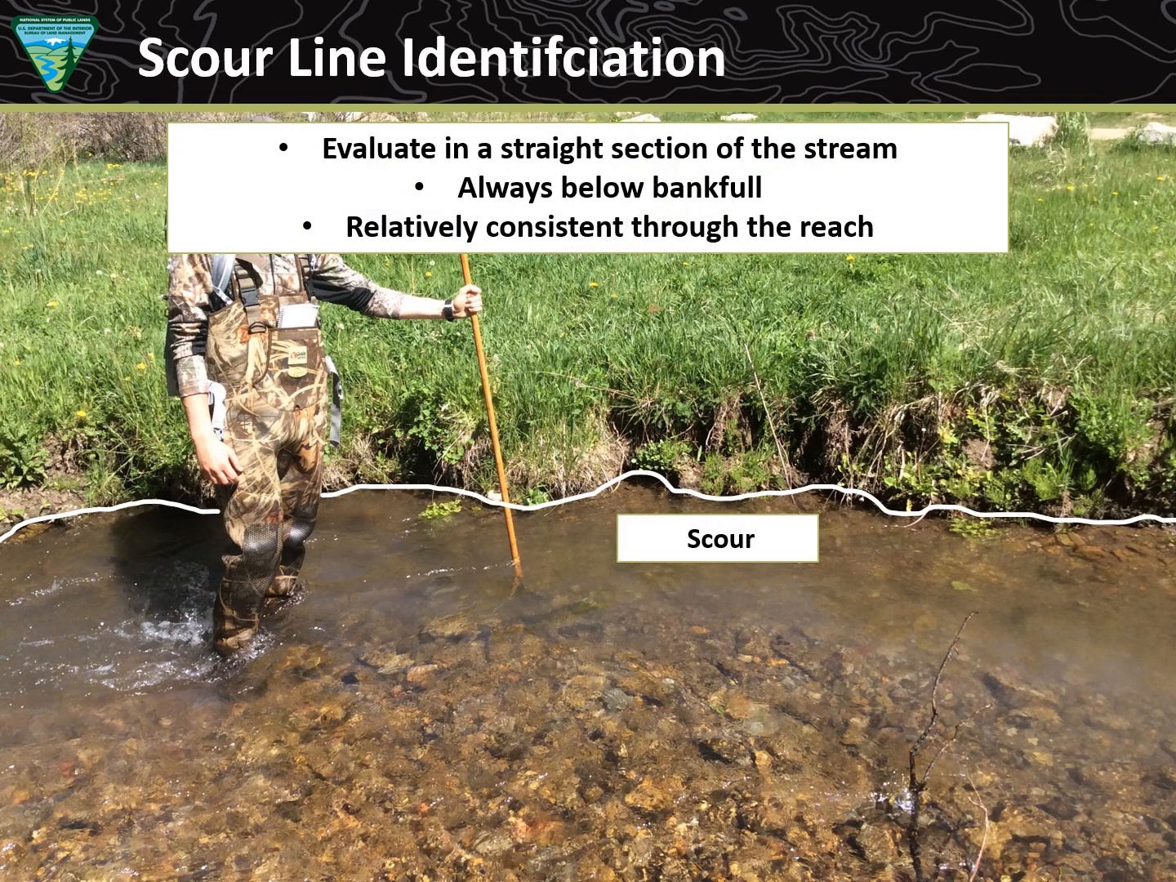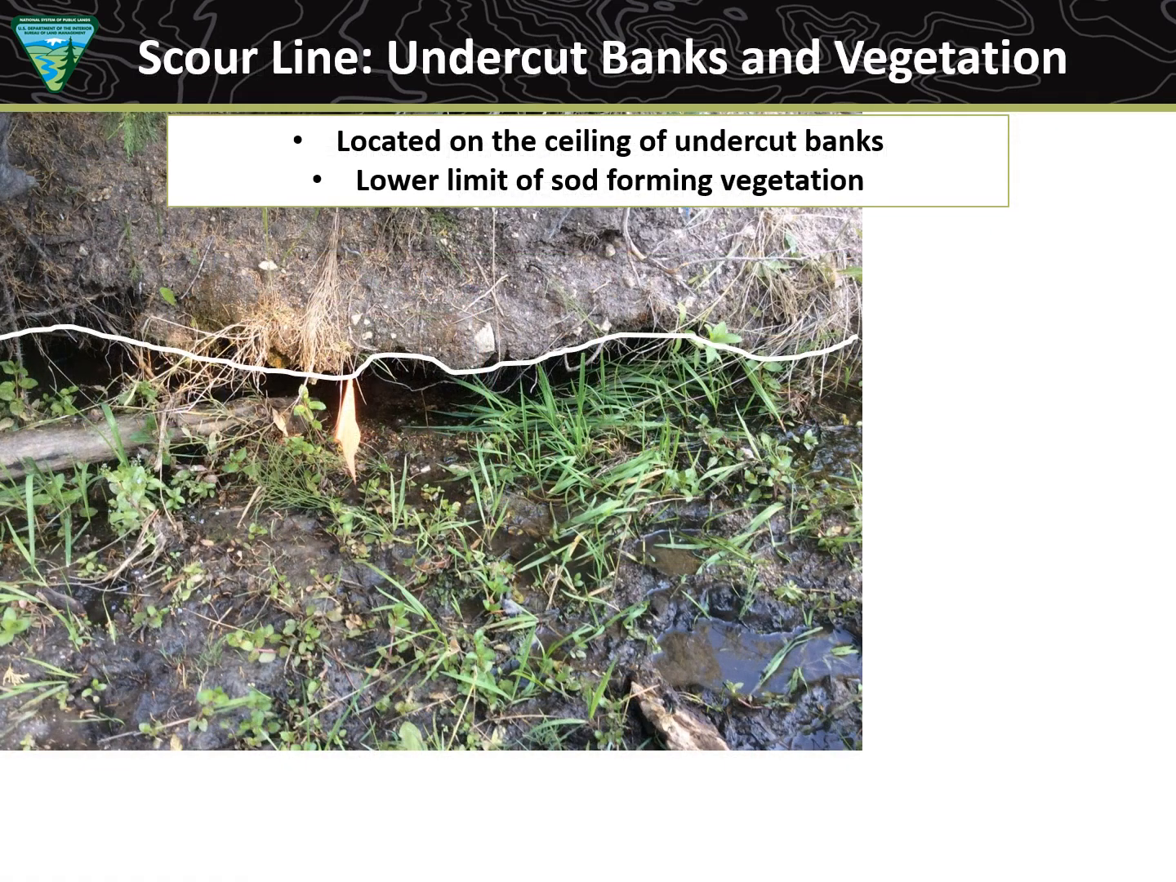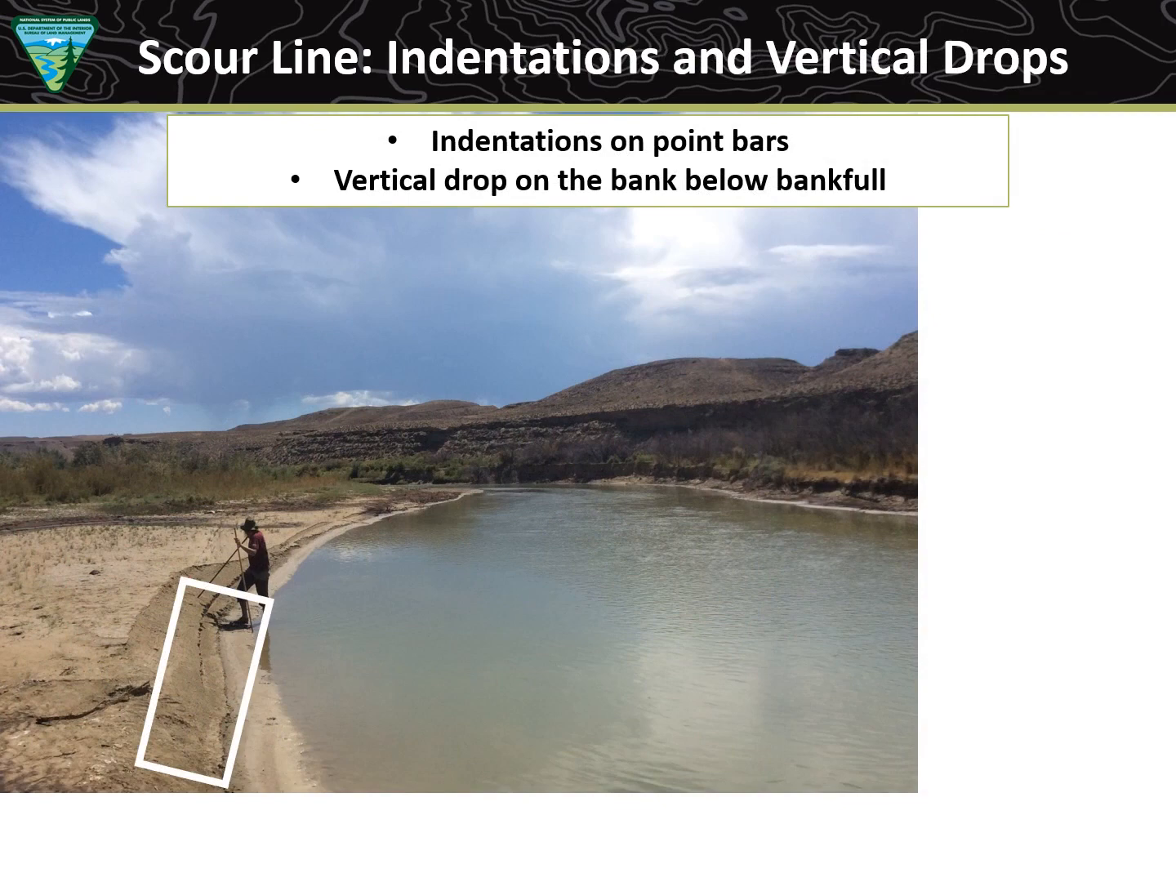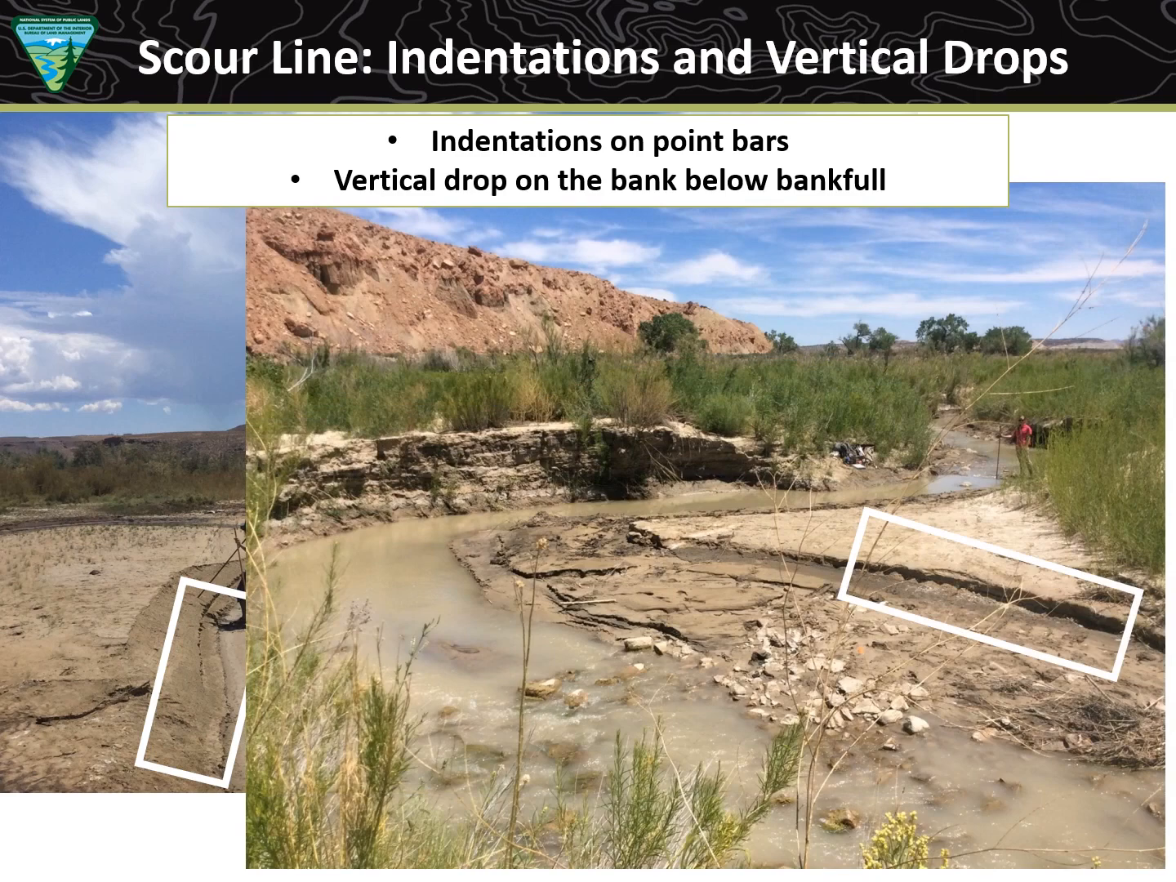When identifying scour line in the field, first try to evaluate it in a straight section of the stream. Scour is always below Bankfull and is relatively consistent throughout the reach. Like the Bankfull identification process, there are several indicators that are used to identify scour. Scour is often located on the ceiling of undercut banks and at the lower limit of sod-forming vegetation. It can also be identified by indentations on point bars or by a vertical drop on the bank below Bankfull.